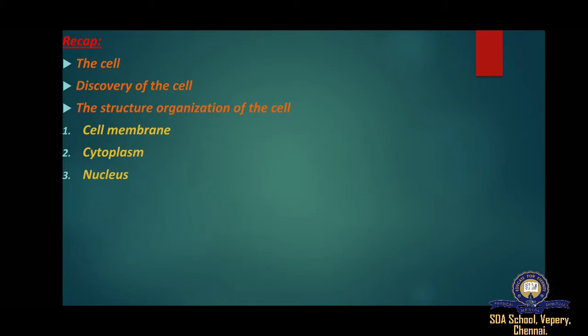Next one, nucleus. The nucleus is believed to be the most important component of living cells. It is located in the center of the cell and is usually spherical in shape. We saw about this in the last class.